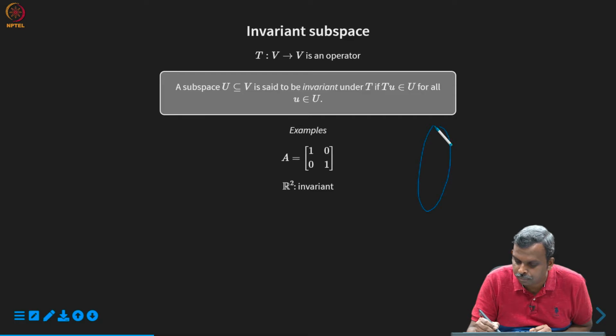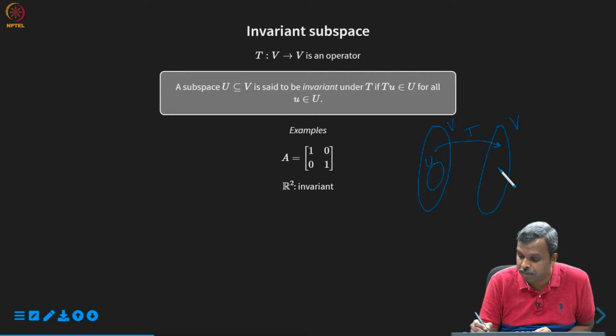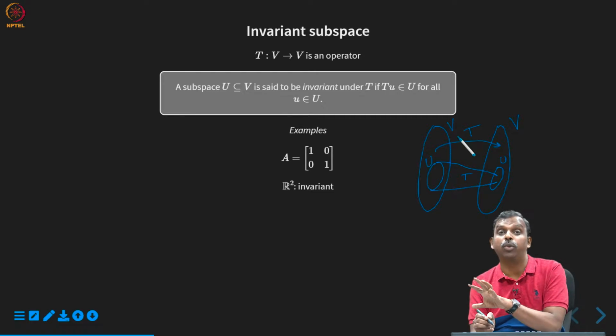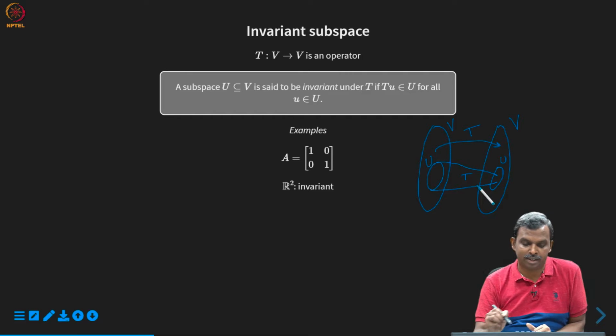So I have V, and then I have another copy of V, and I have my T going from V to V in general, but there is a subspace U and I am calling it invariant. The same subspace will be here also. So T should not leave U. While T takes V to V, this invariant subspace U is special because T, after acting on vectors in U, does not get outside of U. It keeps you inside U.